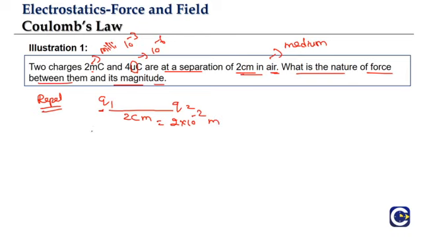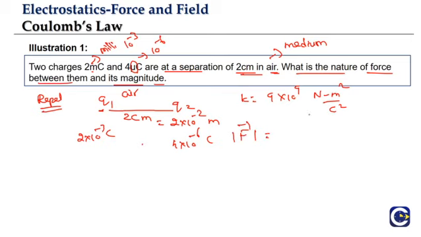The charges are given. One charge is 2 millicoulomb, means 2 into 10 power minus 3. The other charge is 4 microcoulomb, means 4 into 10 power minus 6. These are in the medium air. So the value of K is 9 into 10 power 9 Newton meter square divided by Coulomb square. So Coulomb's law states that the force magnitude between two charges is K into mod Q1 into mod Q2 by R square.